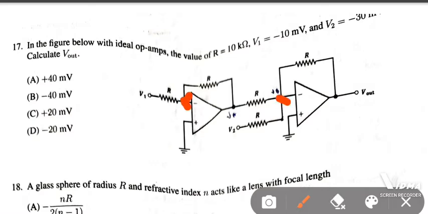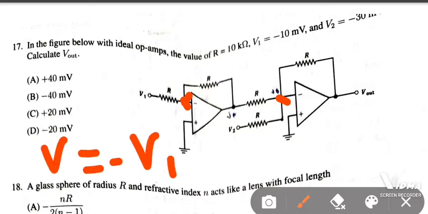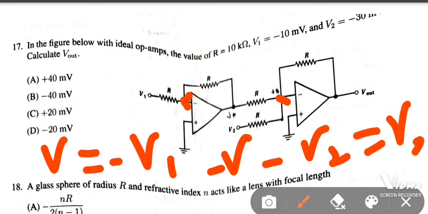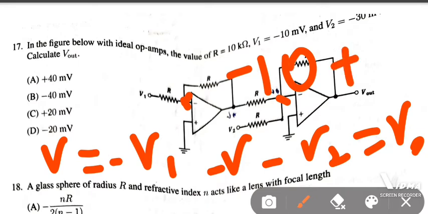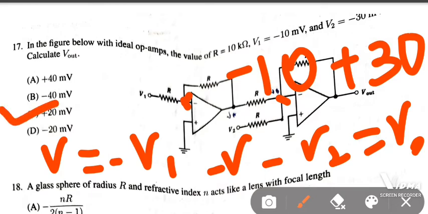So from the first point, what we'll obtain is V is equal to minus V1, and from the second point we'll obtain V minus V2 is equal to V0. Since V is equal to minus V1 is given and V1 is given in the option, that will be minus of 10, and then minus 30 is given, then minus minus will be plus. So the correct answer will be plus 20 volt, that is option number C.